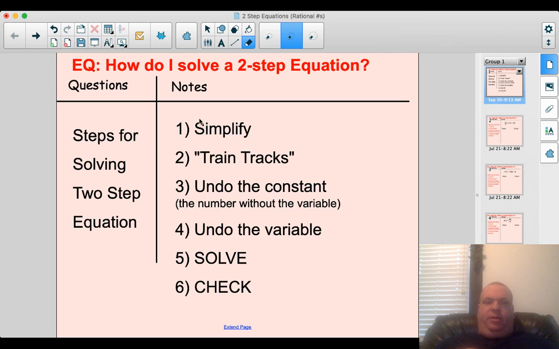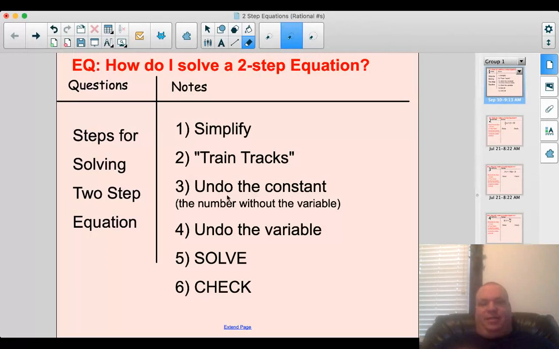So here are my steps. Steps for solving two-step equations. Simplify. We're going to do train tracks. Remember, simplifying involves the distributive property to get rid of parentheses and combine like terms, if that's relevant. Train tracks, undoing the constant, undoing the variable, solve, check. These are in your notes already from yesterday. No need to write them again.